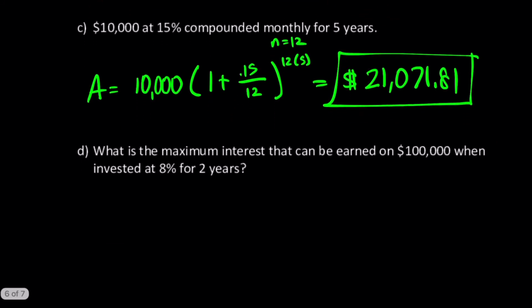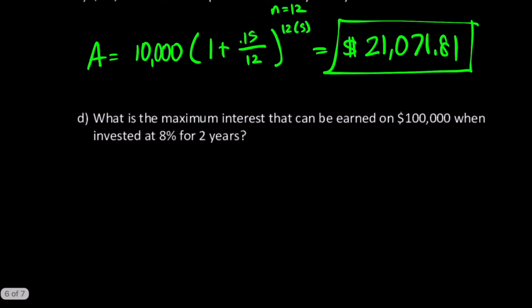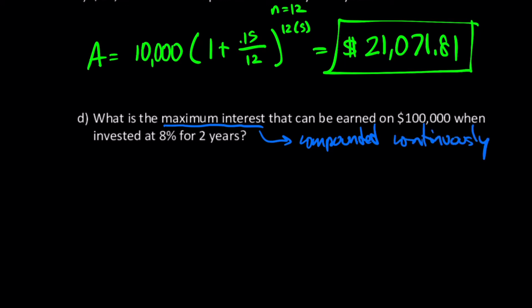All right, and lastly here, good question. It says, what is the maximum interest that can be earned on $100,000 when invested at 8% for 2 years? So it doesn't tell you how many times it compounded. But you need to understand that maximum interest occurs when you compound it the most amount of times. So whenever you see maximum, it is compounded continuously. So minimum then would be compounded once.